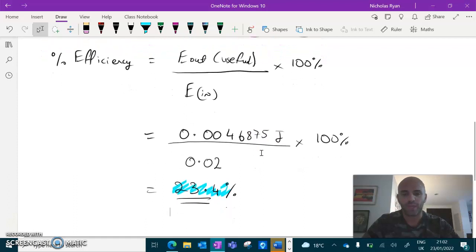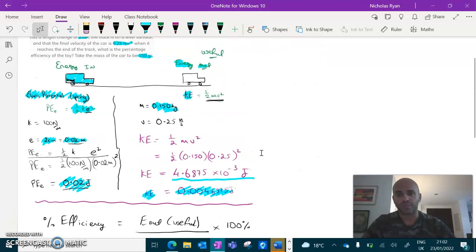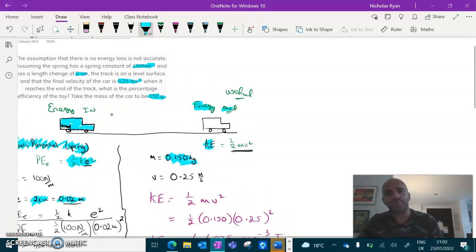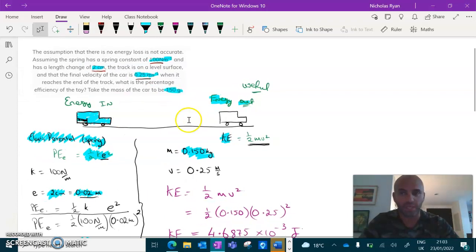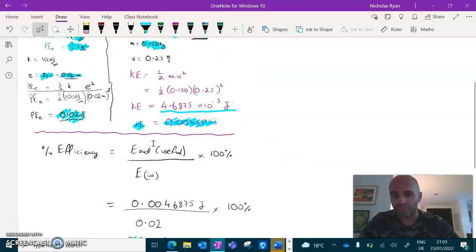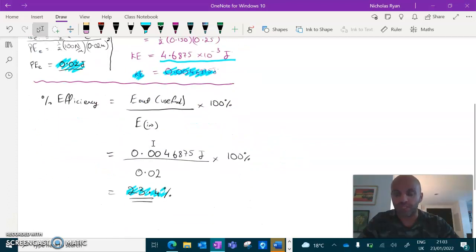Okay, answer 23%. I suppose I should probably check my significant figures. Yeah, I've actually only got one significant figure there, one significant figure there. So obviously this question is not actually taking into account significant figures at all, as it's probably a multi-choice question that she was looking at. So yeah, 23% is the correct answer. Okay, hopefully that makes some sense.